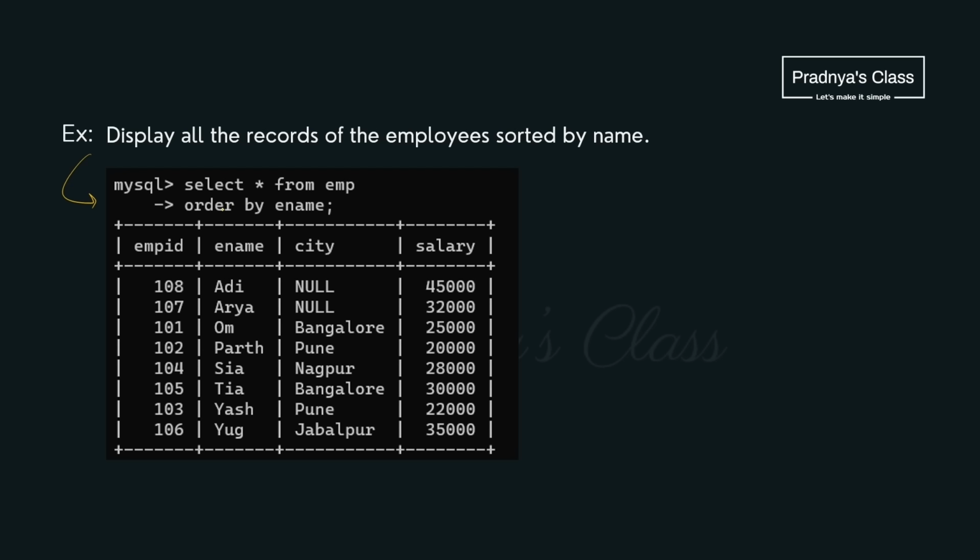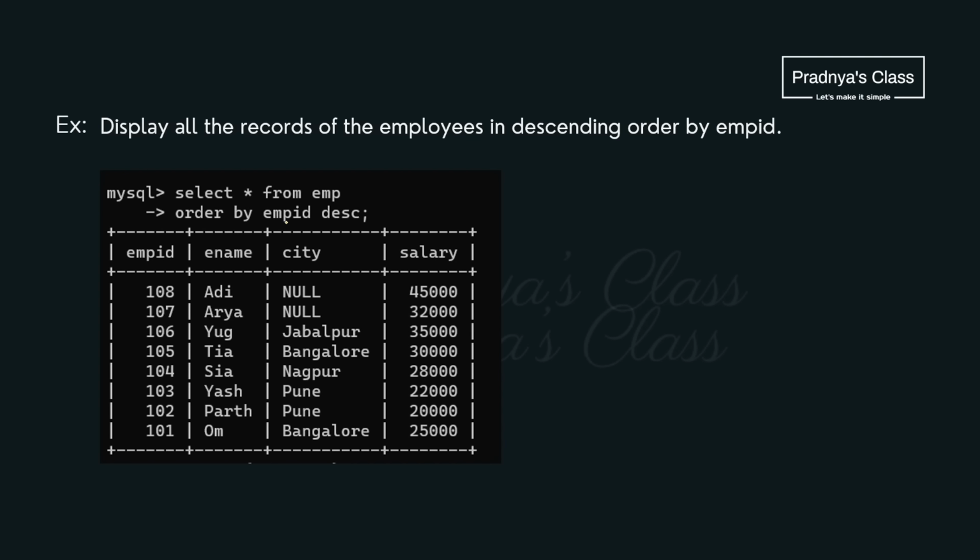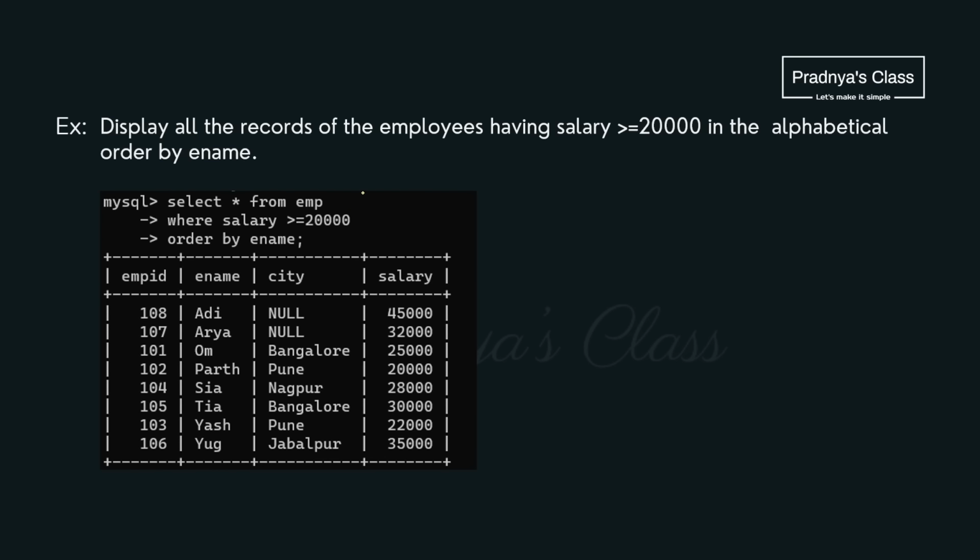Select star from employee order by e-name. When you look at the e-name column, this is arranged in alphabetical order. In the same way, just add the DESC clause so that the data will get arranged in descending order. It is in the descending order of employee ID. So 8 got displayed first, then 7, 6, 5, 4, 3, 2, 1. Based on a condition also you can arrange the data.